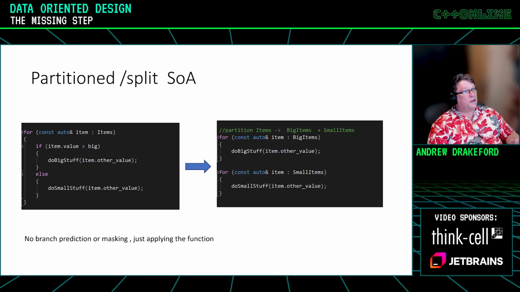Similarly, we can partition data sets by some other condition. On the left-hand side, we do big stuff if a value is greater than big, and otherwise we do small stuff. But we could partition those collections of data into 2 collections, one with big items and one with small items. Then we have no branching, no masking. We just apply the function. It's a lot simpler, and goes through much more easily.